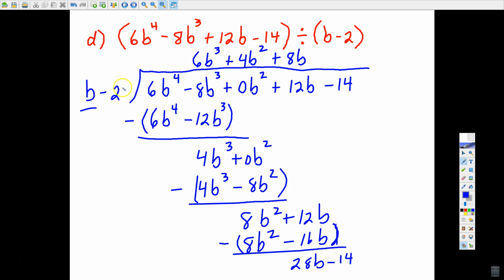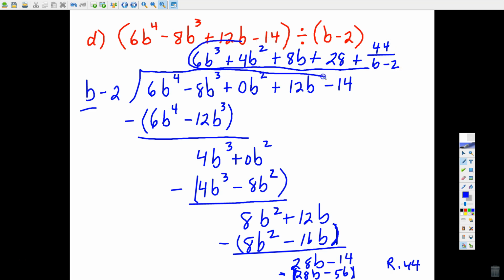See if we can squeeze this in here. b goes into 28b, positive 28, and now multiply. 28b. And 28 times negative 2 is negative 56. And when we subtract, negative 14 plus 56 is 44. So we're going to show our remainder as plus 44 over b minus 2. And that ends up being the answer to example 2D. And I got one more.